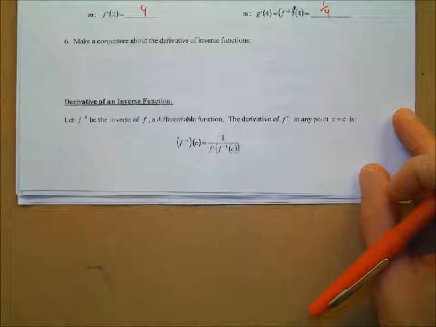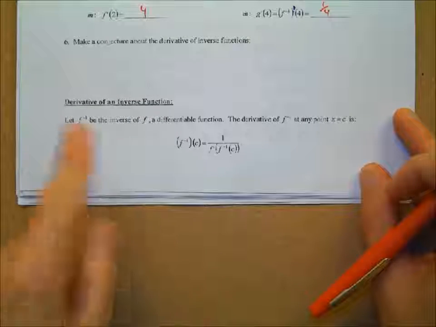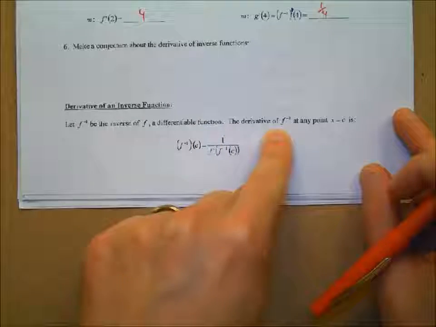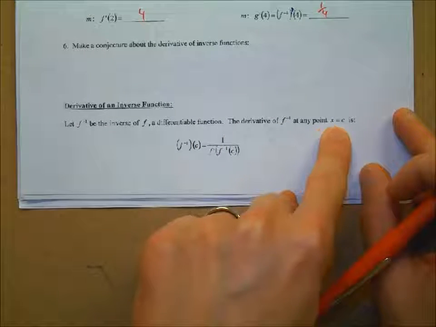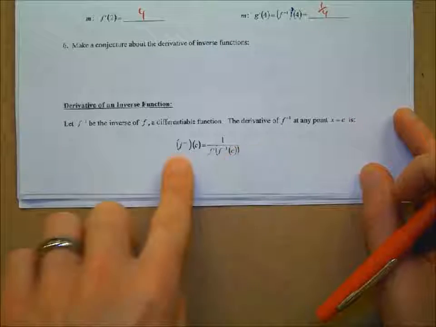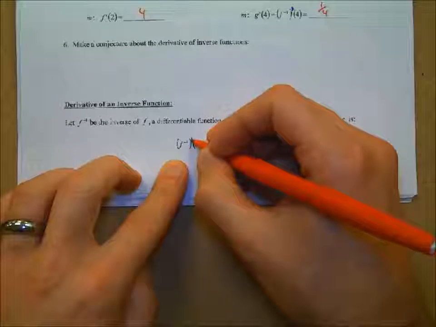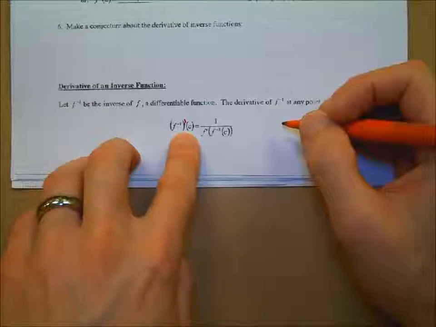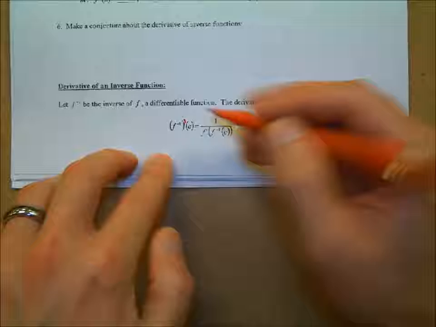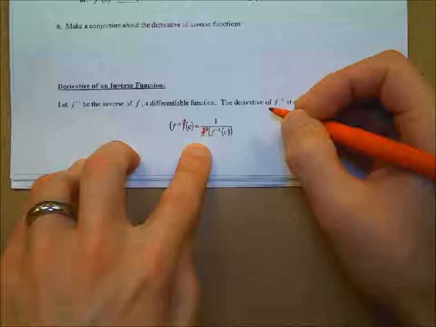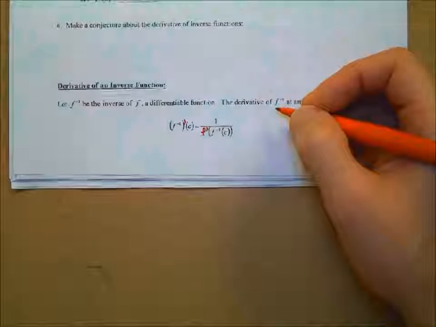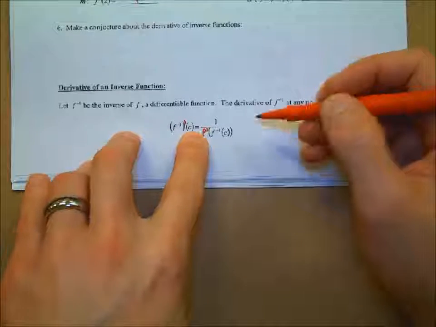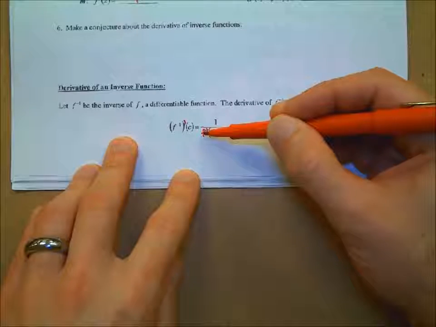So anyway, the derivative of an inverse function: let f inverse be the inverse of f, a differentiable function. The derivative of f inverse at any point x equals c is this. I want to highlight this is f inverse prime there. The apostrophe doesn't show up real well. But f inverse prime of c is equal to 1 over f prime of f inverse of c. The derivative of the inverse at c is equal to 1 over f prime of f inverse of c.